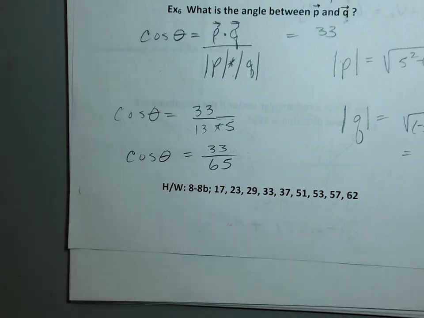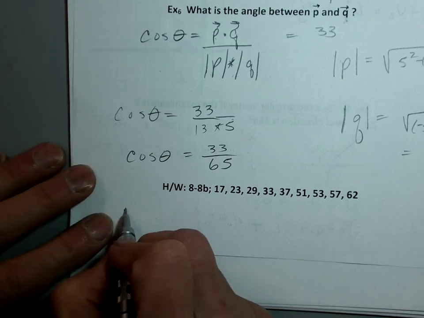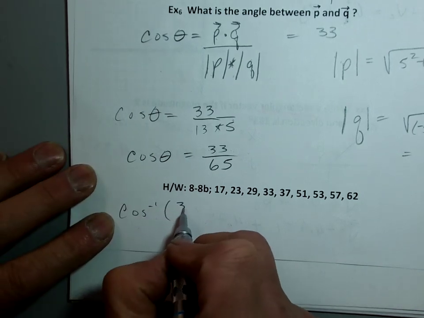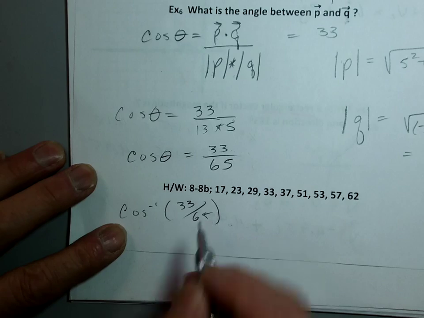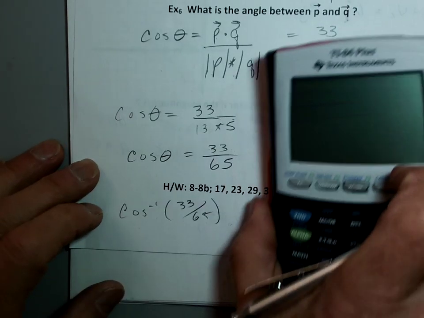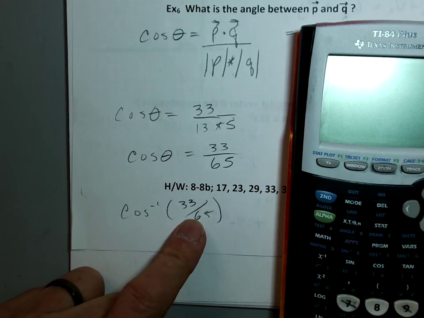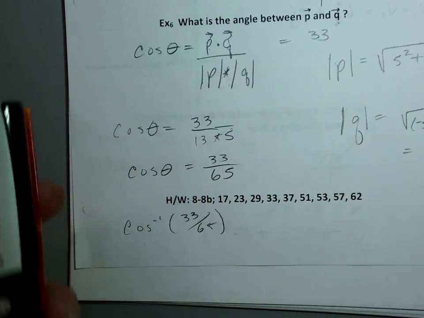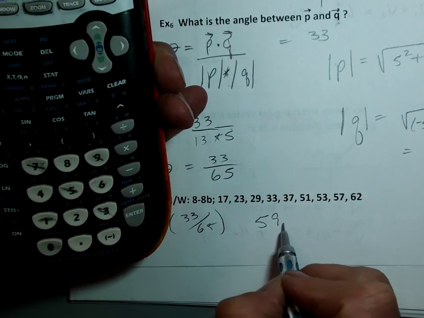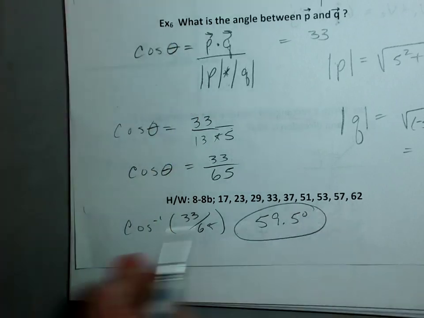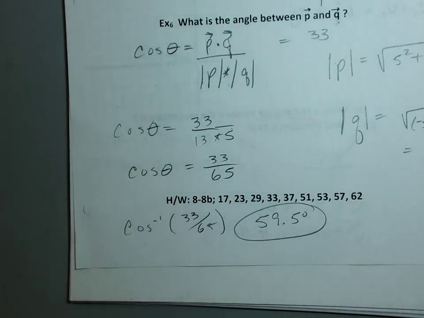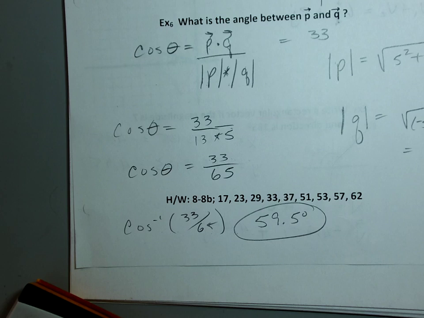What do I have to do if I'm looking for the angle? Inverse. So what is cosine inverse of 33 over 65? I don't know. That's what calculators are made for. So cosine inverse of 33 over 65, and I get an answer of about 59.5 degrees. And it is not perpendicular, is it? It's not 90 at all. Okay, that's what I have. We don't have a ton of time, but we've got enough time to get some of this homework done.